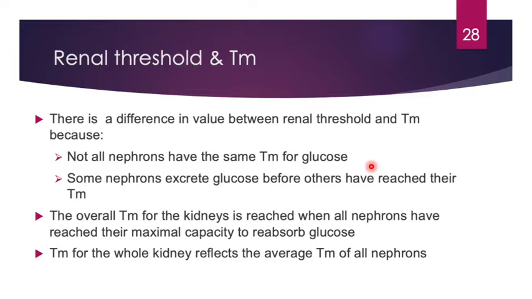Like bigger nephrons like juxtamedullary nephrons may have more transporters compared to the cortical nephrons. So, the bigger nephrons may have higher TM value. So the smaller nephrons may excrete glucose before other nephrons reach their TM. The overall TM for the kidneys is when all nephrons have reached their TM.